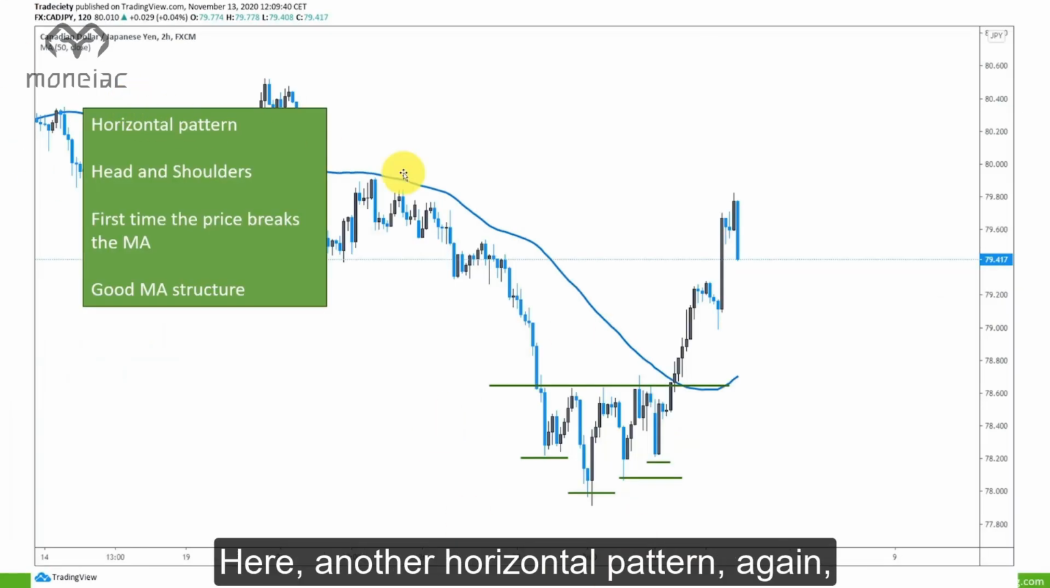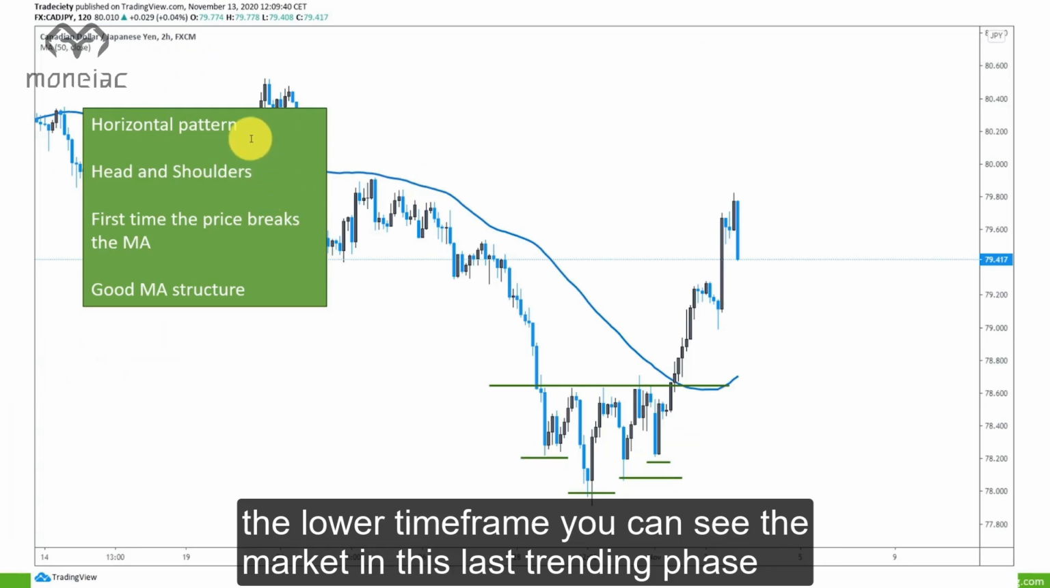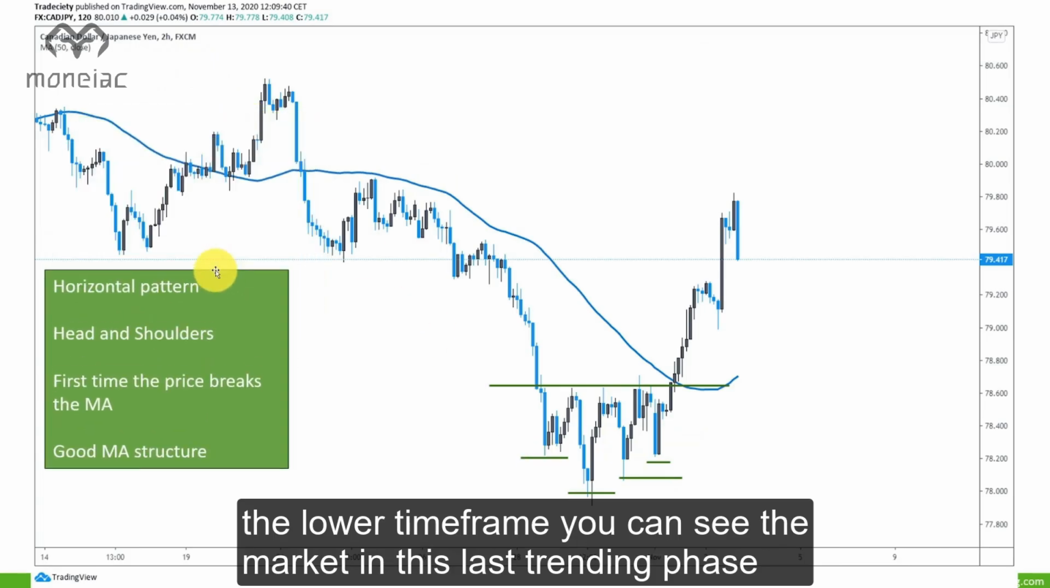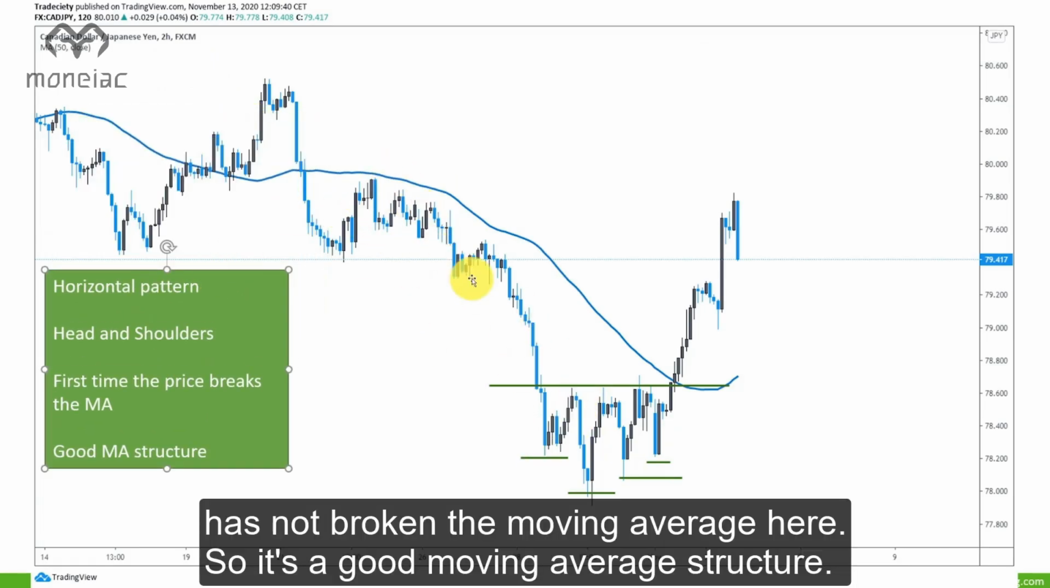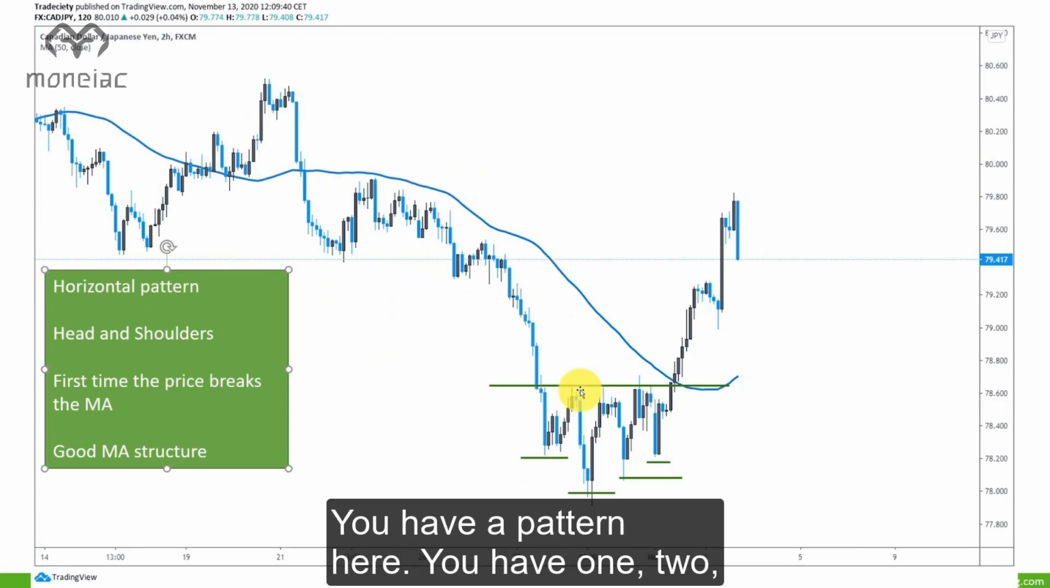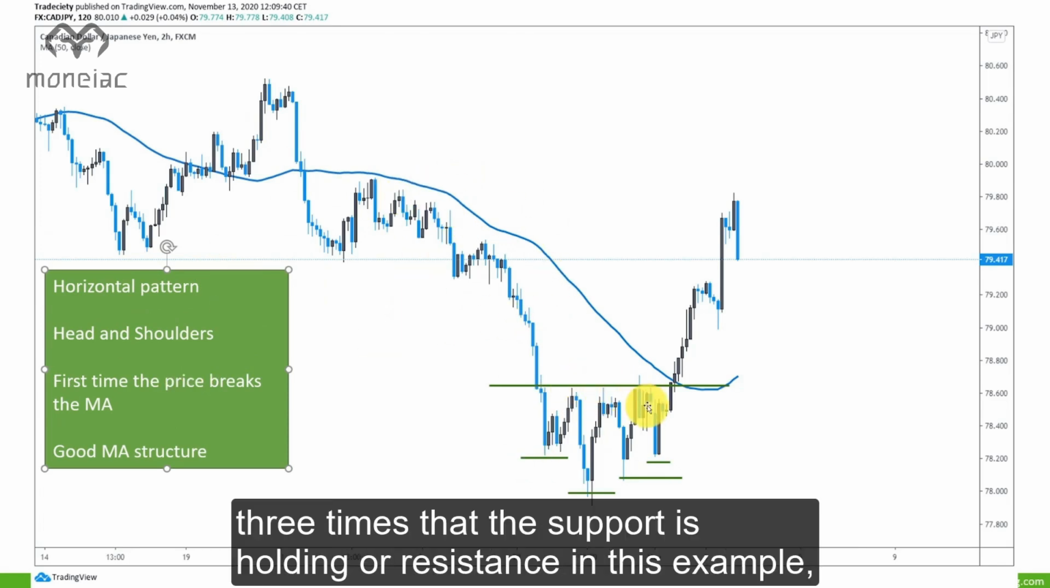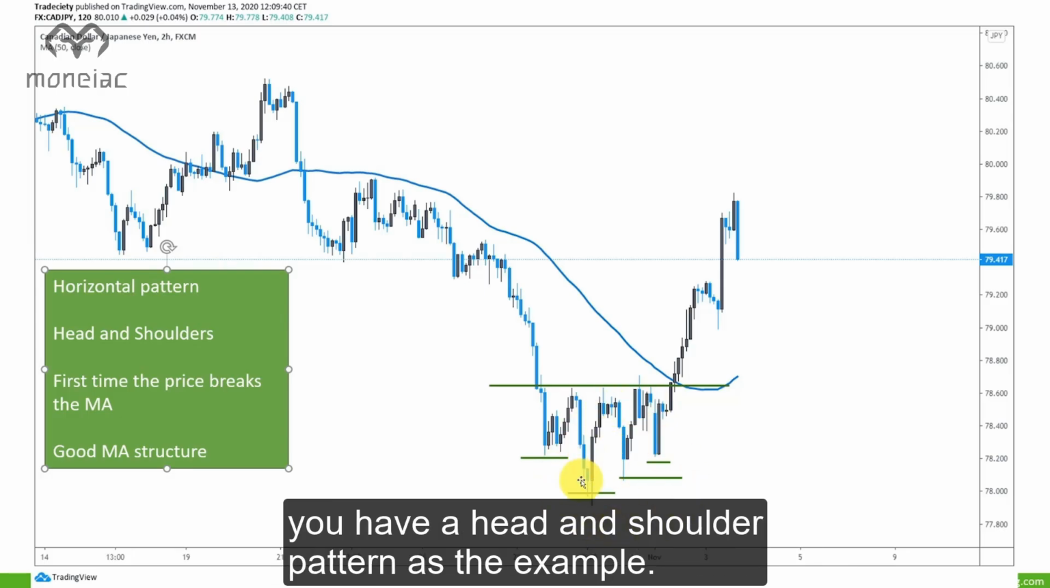Here, another horizontal pattern. Again, on the lower time frame, you can see the market in this last trending phase has not broken the moving average here, so it's a good moving average structure. You have a pattern here, you have 1, 2, 3 times that the support is holding, or resistance in this example. You have a head and shoulder pattern.